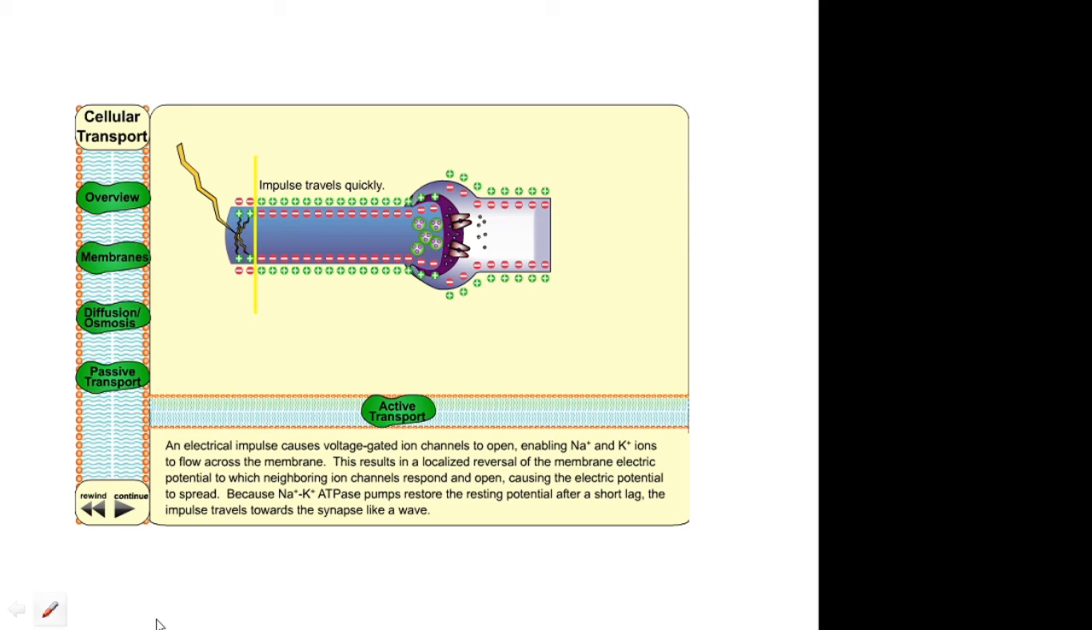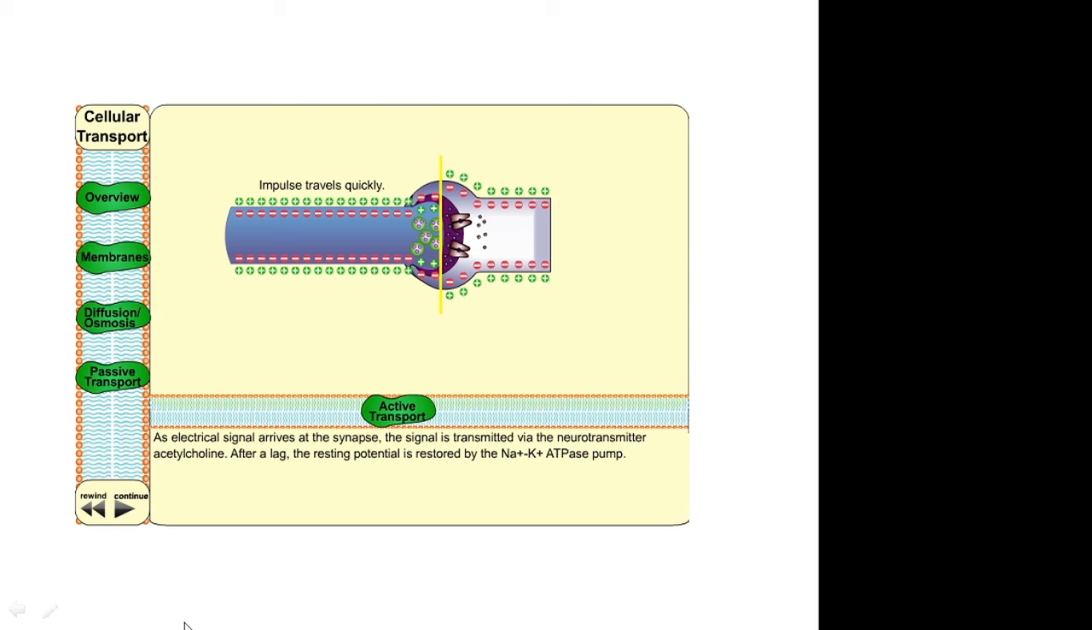An electrical signal arrives at a synapse. The signal is transmitted via the neurotransmitter acetylcholine. After a lag, the resting potential is restored by the sodium potassium ATPase pump.